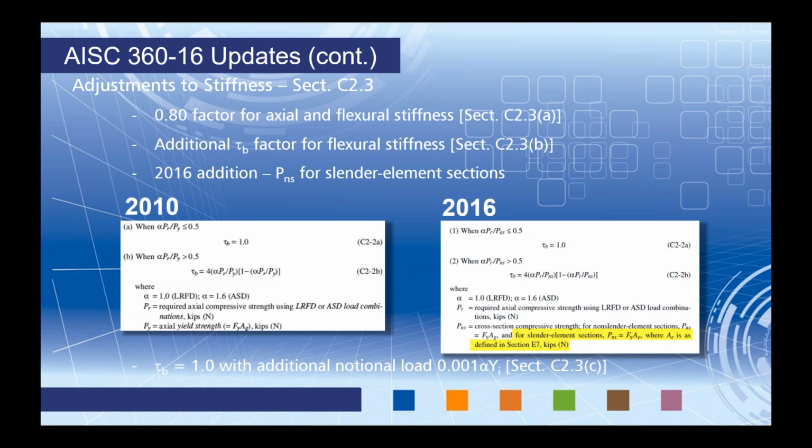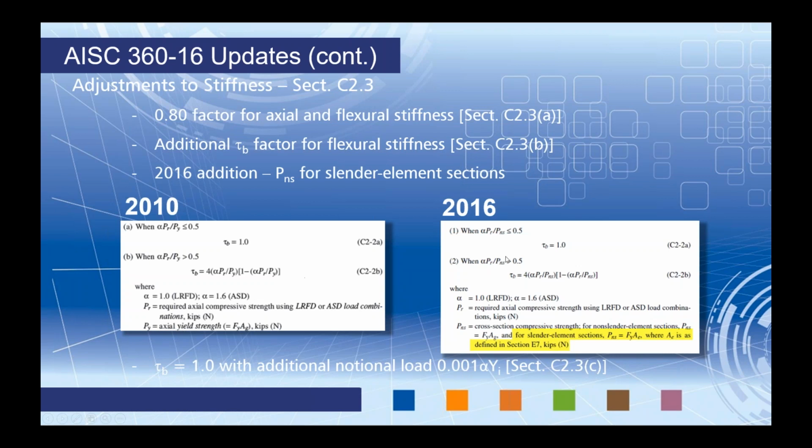What is the capacity? And what's great about RFEM is that we're going to automatically determine for each iteration what tau sub B should be. So you might have several iterations for one load combination, and each time that tau sub B factor is going to update based on those requirements. Now, in the 2010 equations, you can see on the left here, we have required axial compressive strength. We also have the axial yield strength P sub Y.